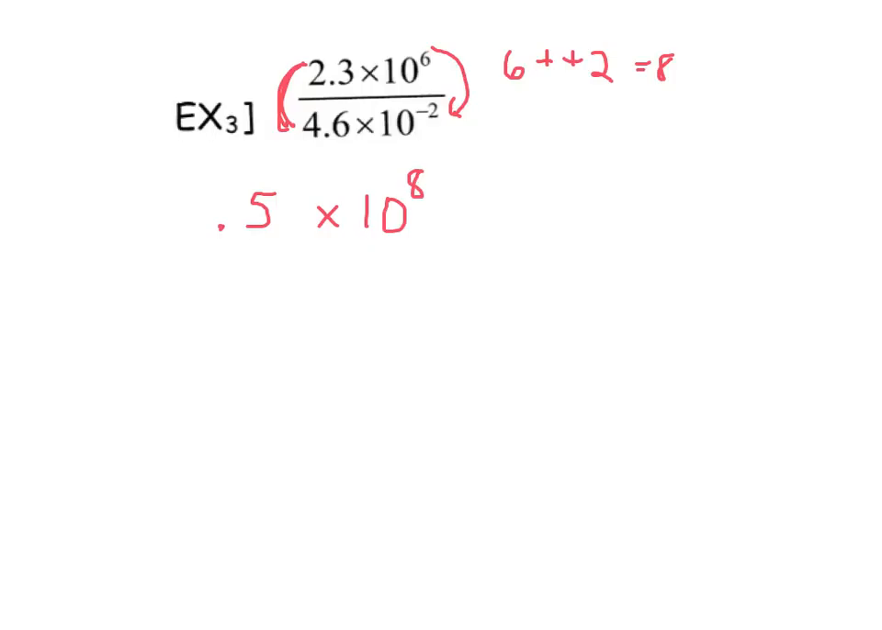Now I need to move the decimal to the right. So when I move the decimal to the right, I subtract an exponent. So this becomes 5, or you could do 5.0 times 10 to the 7th, and that would be your answer. All right, let's do the 2 word problems.